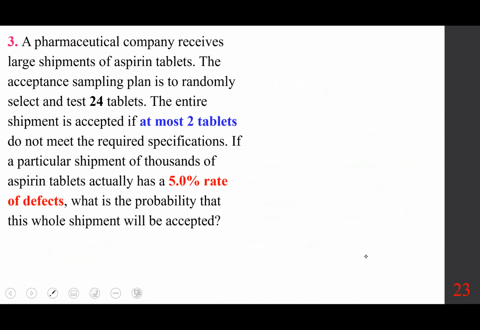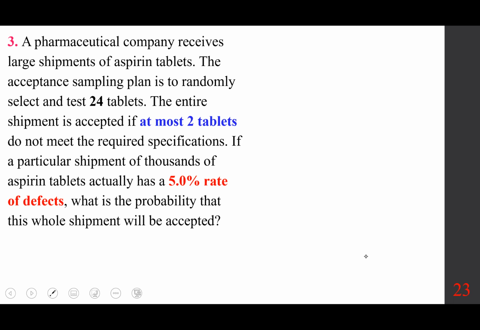Could somebody read this question, please? A pharmaceutical company receives large shipments of aspirin tablets. The acceptance sampling plan is to randomly select and test 24 tablets. The entire shipment is accepted if at most 2 tablets do not meet the required specifications. A particular shipment of thousands of aspirin tablets actually has a 5.0% rate of defects. What is the probability that this whole shipment will be accepted?